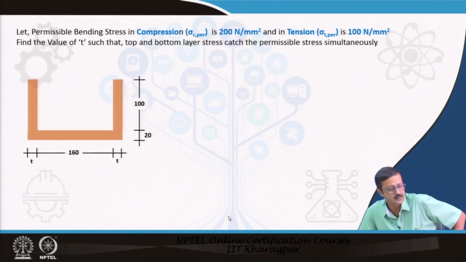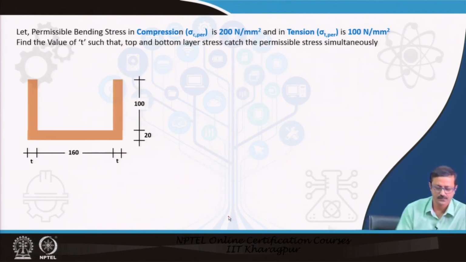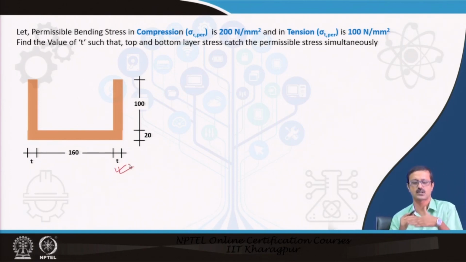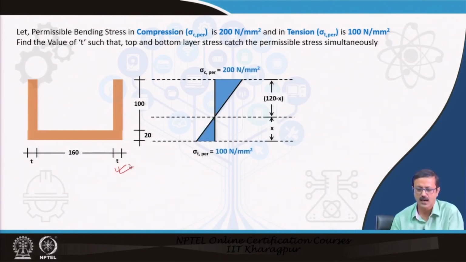So, this is another problem. Here I have kept a particular channel section as the beam, and I have to find out the value of T in such a way that both compression and tension are achieved simultaneously. For that, I have to achieve this as 200 and this as 100. So, what should be the value of x such that I can achieve this?